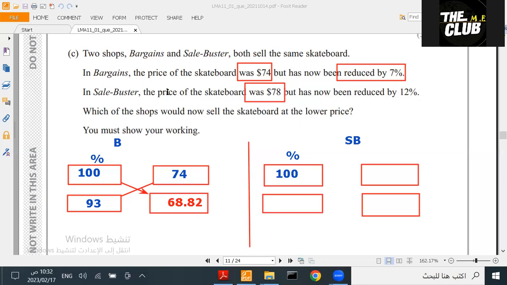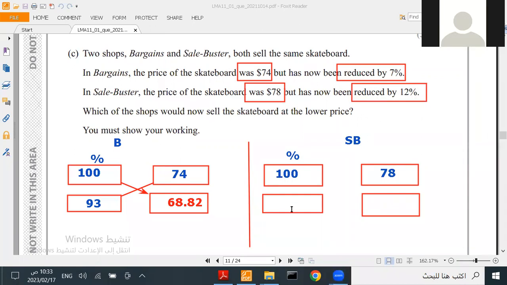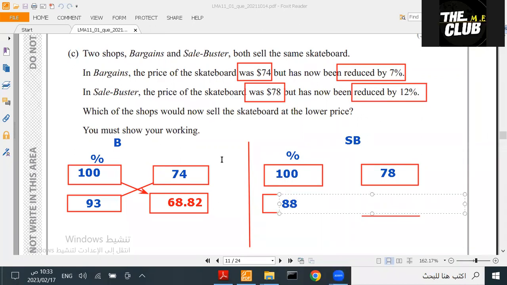تعال نعدل الآخر اللي هو السيل باستر. سيل باستر شنو قال لي؟ قال لي same idea the price of the skateboard was 78 وكلمة was معنى الأوريجينال. نكتبها هنا 78 but now has been reduced by 12% معناها نقصوا 12% لأنه reduced حتى هو. تمام؟ وركزوا على الكلمات هنا. تقعد كم؟ 88 good 88 هنكتب 88 هنا. Now we do the X method, multiply these and then divide it by the 100 and you will get the answer for sale buster. تمام؟ نجي نديرها بالكالكوليتر.